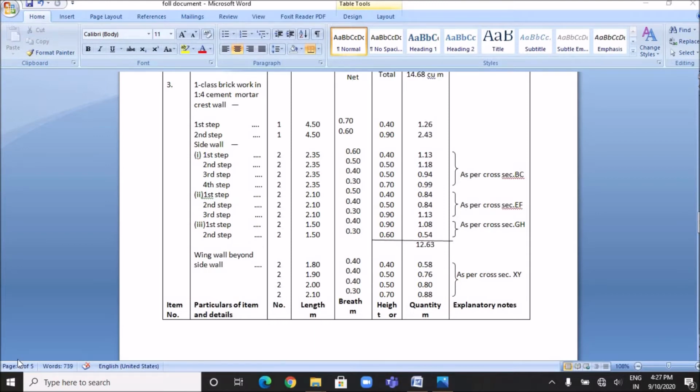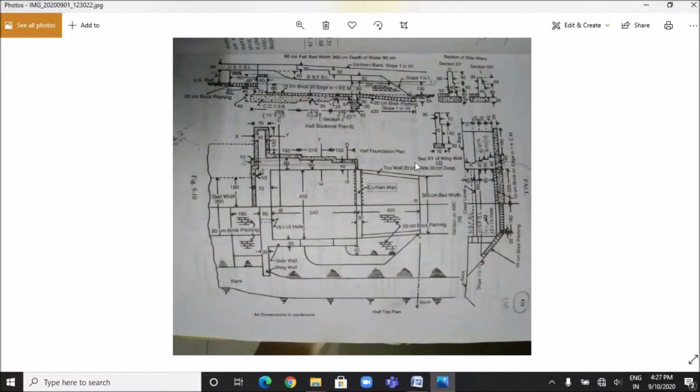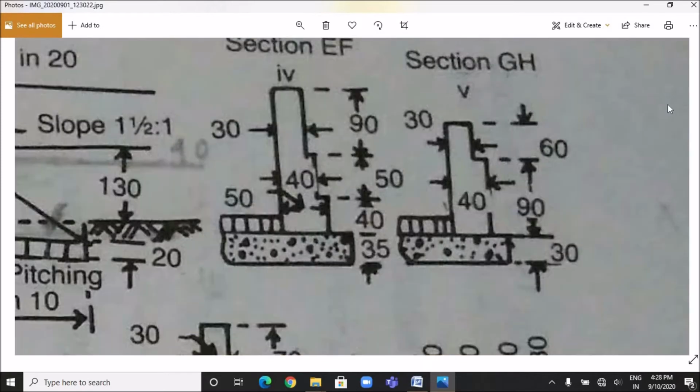Then next, the first class brickwork is done in the third portion of crest wall, which is having a length of 150 centimeter or 1.5 meter. And if you see the cross section GH, you will see that there are 2 number of steps. The bottom of step is having a breadth of 40 centimeter, over which the breadth is 30 centimeter. And the 30 centimeter breadth is having a height of 60 centimeter, and the 40 centimeter breadth of side wall is having a height of 90 centimeter.